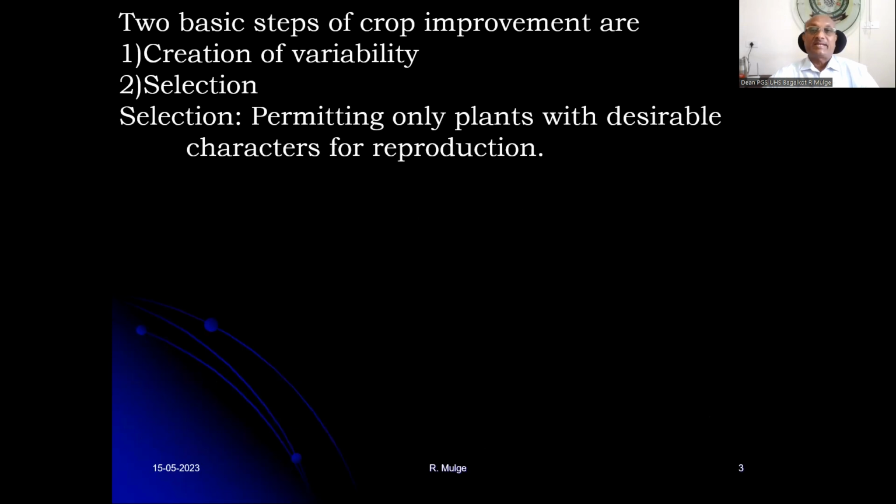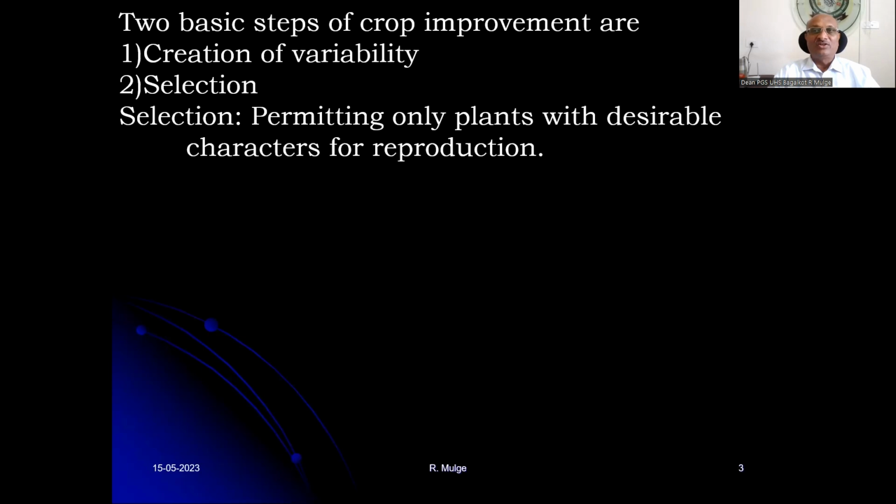There are two basic steps in crop improvement that you should also remember. The two basic steps of crop improvement are creation of variability, first, you have to create variability. If it is already available, you need not, you simply use it. And the second step is selection. These are the only two most important basic steps in any plant breeding method. Creation of variability, second is selection.